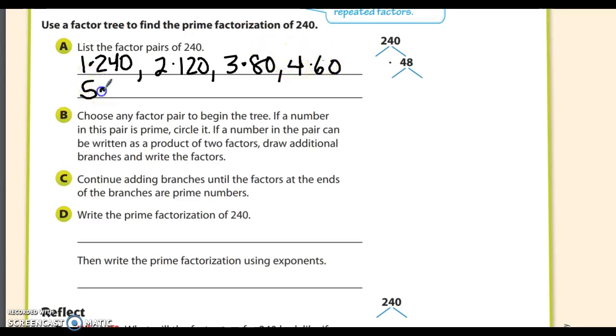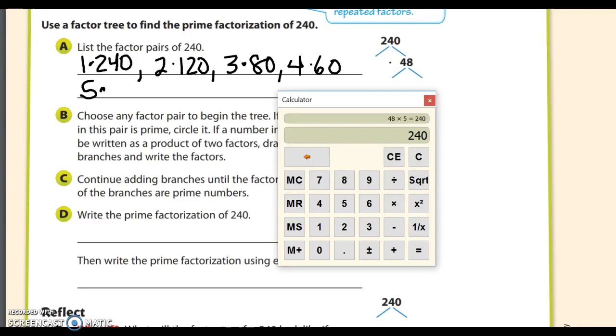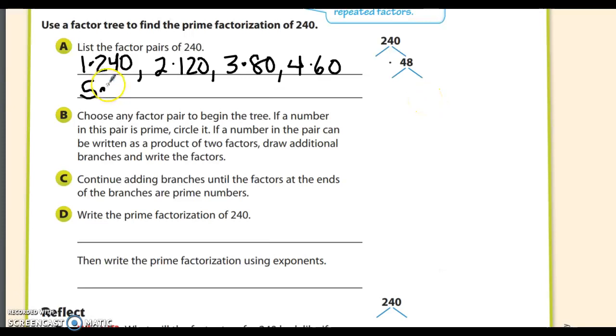We could do 5 times, and I know 5 goes into 240, but I'm not sure how many times, so I'm going to divide 240 divided by 5, and I get 48. I could do 6 times 40. I'm going to stop there. That's enough. Let's just do dot, dot, dot. There's a lot more, but we really don't need to list all of them. I don't want you to waste too much brain power on this because listing all the factor pairs in prime factorization actually isn't important. So I want you to notice, it says right here, choose any factor pair to begin the tree.